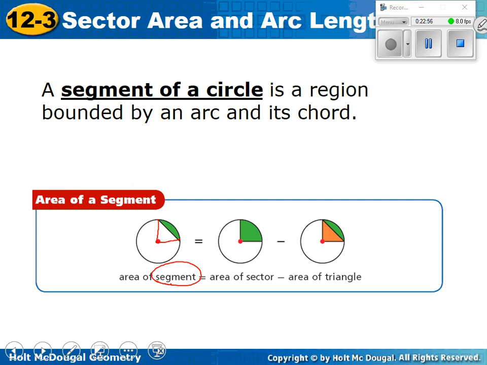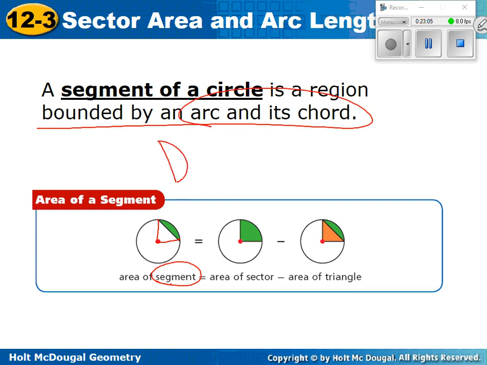Vocabulary. The segment is the region bounded by an arc and a chord. So if you get confused on the vocab test, think about a picture. Chord and arc. They make a segment. Okay? Two radii and an arc make a sector.